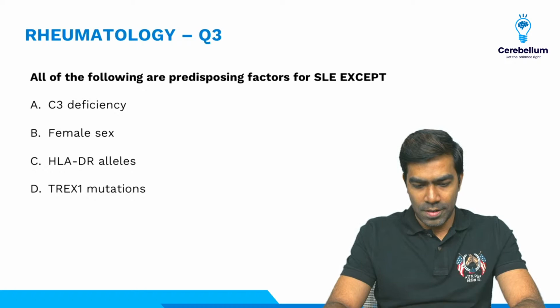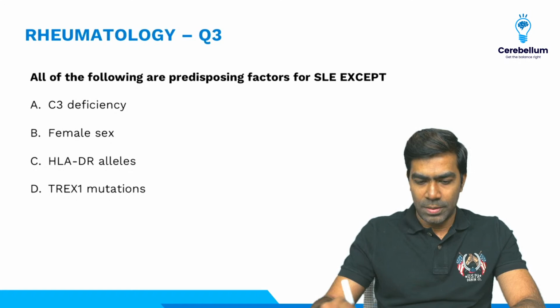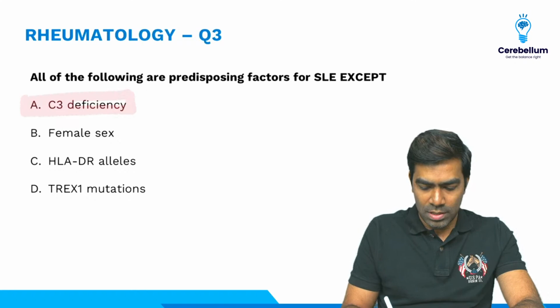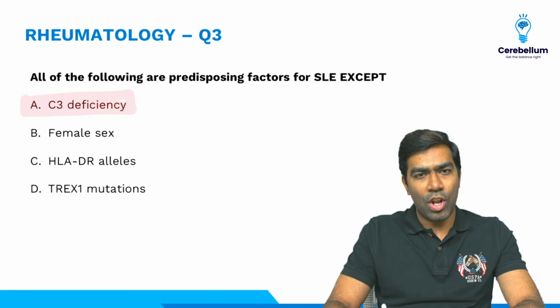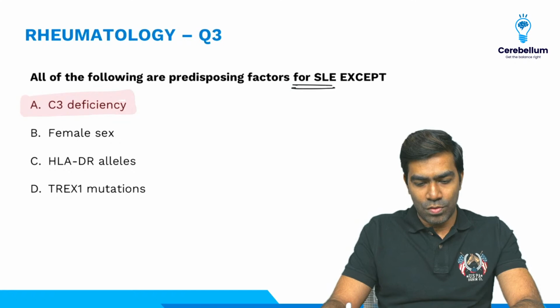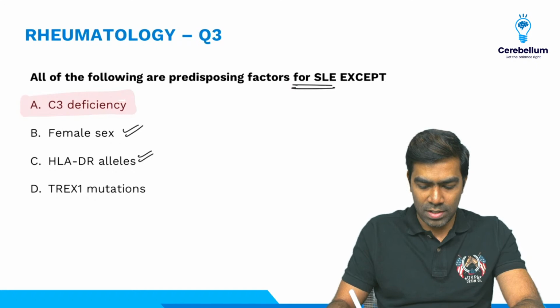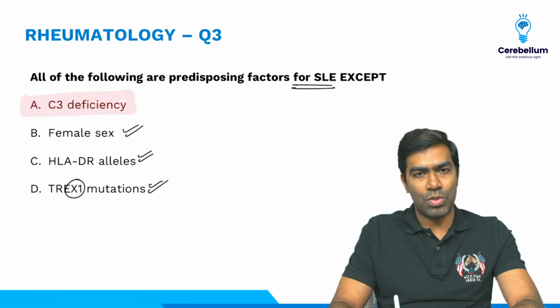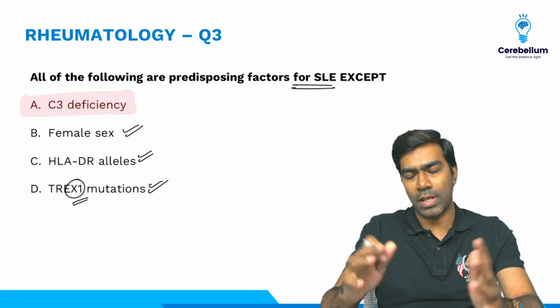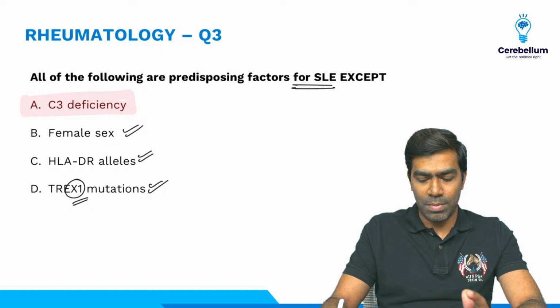Okay, many people are answering C, but the right answer for this question is option A. It is C3 deficiency. That's the right answer. Technically, C3 deficiency will not result in the development of systemic lupus erythematosus. Female sex, yes, definitely a risk factor. HLA-DR alleles, yes, definitely a risk factor. TREX1 mutations, definitely a risk factor, and of course females are at more risk because this is a gene that's located on the X chromosome. You can imagine TREX1 mutations are going to increase the risk of development of SLE, but why not C3 deficiency?